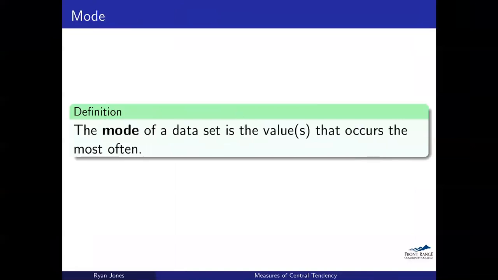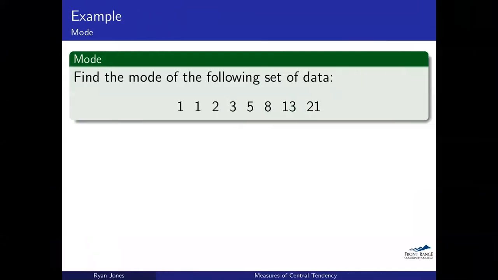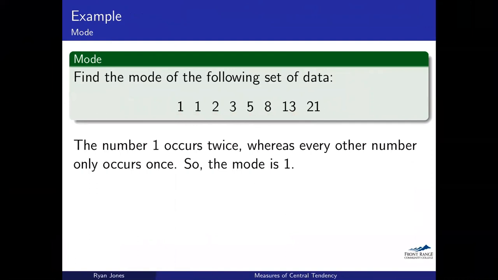The mode is quite a bit different from the mean or the median. The mode of a data set is the value or multiple values that occur the most often. Let's take a look at this same data set here. We've got the same exact data set that we just dealt with. And here, I noticed that 1 appears twice, and everything else just appears a single time. So this 1 appears more often than every other data value. And so we're going to say that that 1 is the mode. And there we go right there.